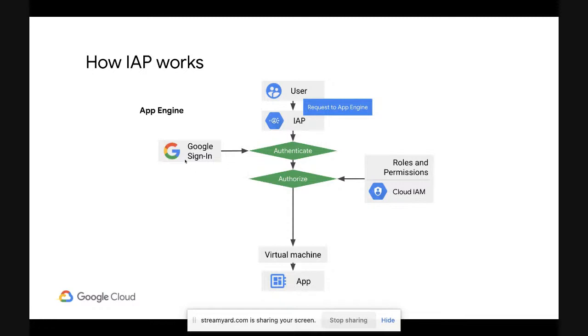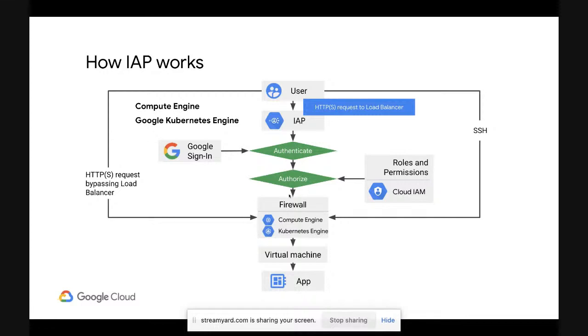So it will check the user. The user will log in. It will check their credentials. Are they allowed to access? It authenticates them, and then gives them the kind of authorization they are allowed for my application that sits maybe on a virtual machine or on my GKE cluster or whatever that might be. In this case, we can use App Engine as well. So here we are looking at access to my App Engine application.